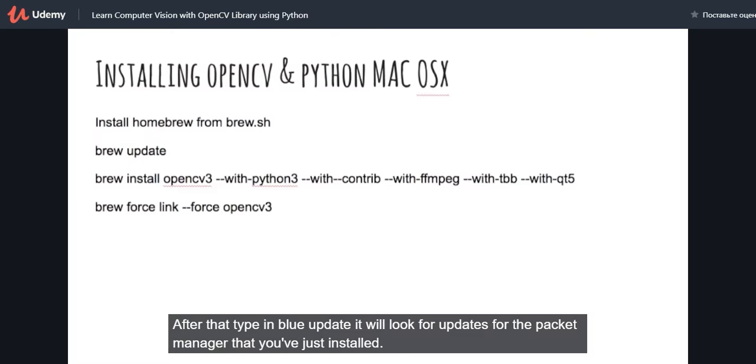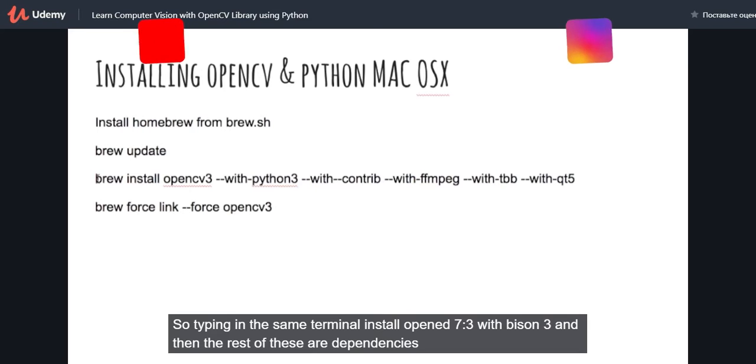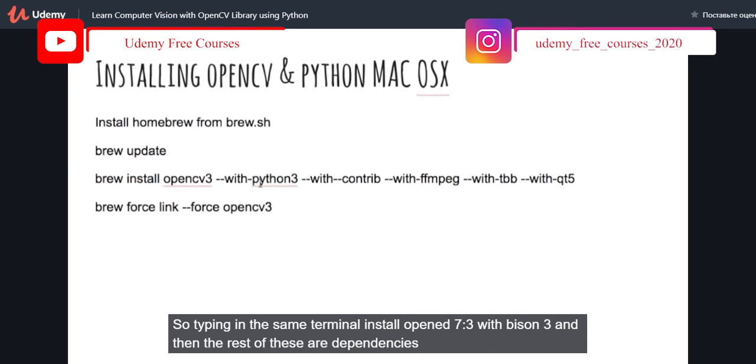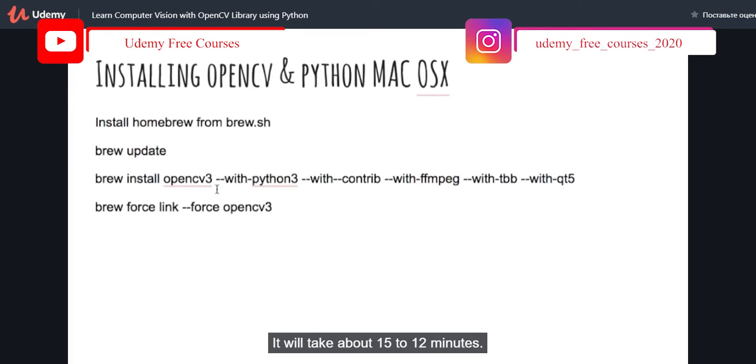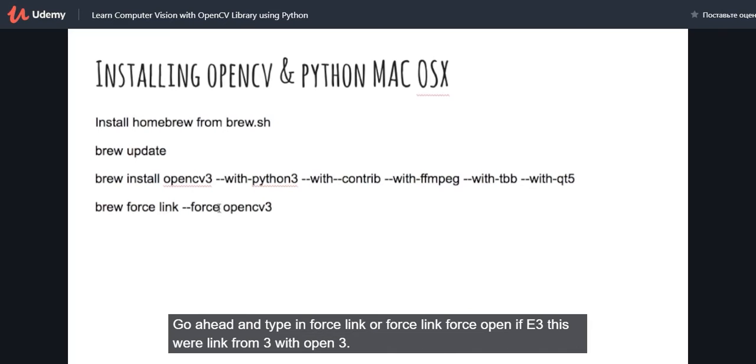After that, type in brew update. It will look for updates for the package manager that you just installed, and then here is where we're going to install our OpenCV 3. So type in the same terminal, brew install opencv3 with Python 3, and then the rest of these are dependencies that we'll need throughout our course. Also, when you finish installing everything, which will take about 10 to 15 minutes, go ahead and type in brew link opencv3 with force. This will link Python 3 with OpenCV 3.